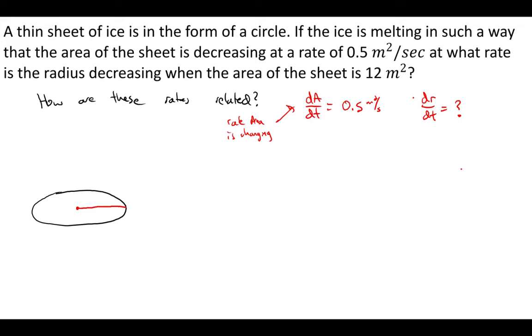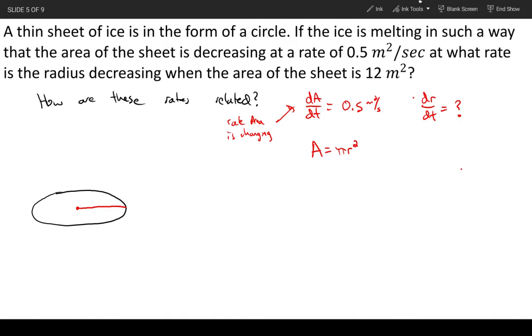Well, obviously, that formula is going to be area. Area for a circle is pi r squared. Hopefully you know that. If not, you need to know that. So that's the formula we want to use. All right, so let's go ahead and differentiate this. We might be missing something, but let's differentiate and see what we're missing.